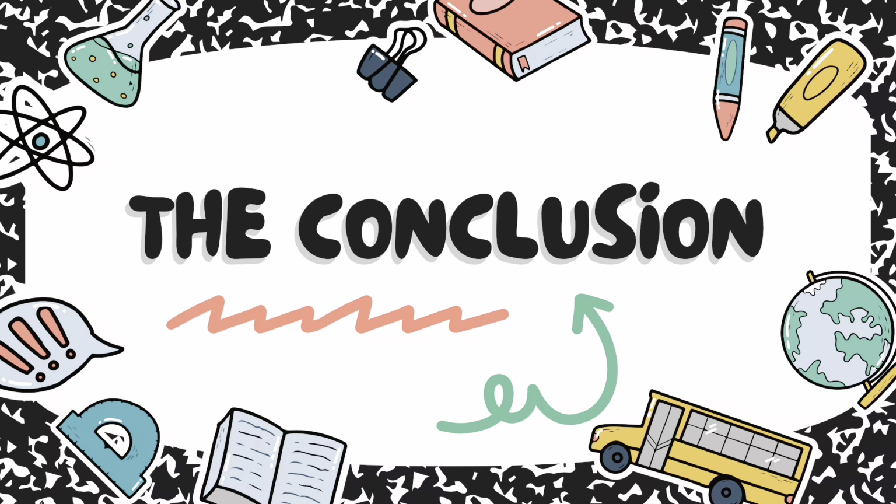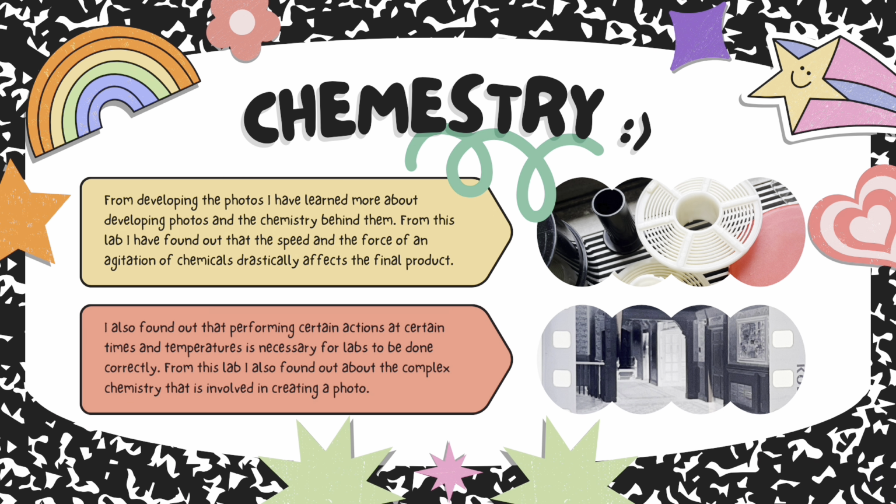From developing the photos, I have learned more about developing photos and the chemistry behind them. From this lab, I have found out that the speed and force of an agitation of chemicals drastically affects the final product. I also found out that performing certain actions at certain times and temperatures is necessary for labs to be done correctly. From this lab, I also found out about the complex chemistry that is involved in creating a photo.